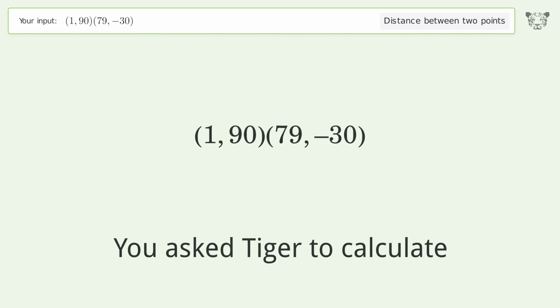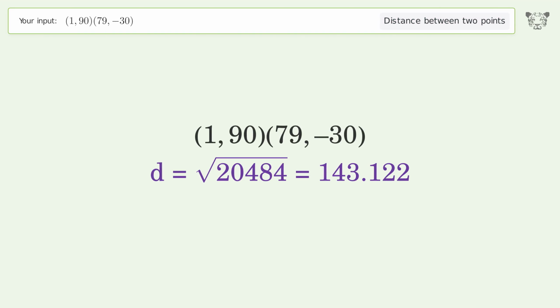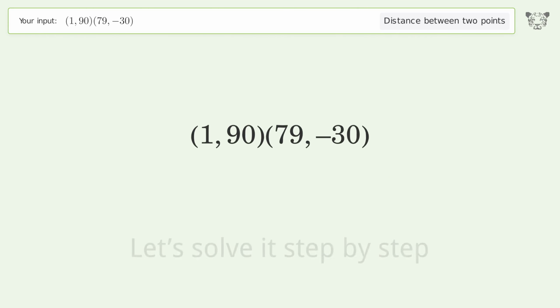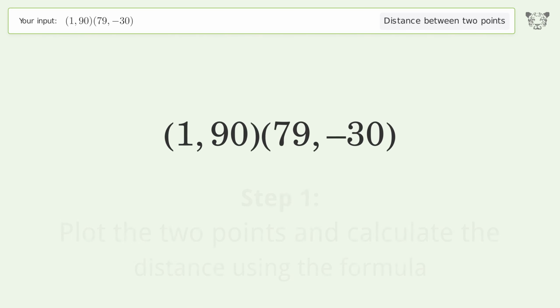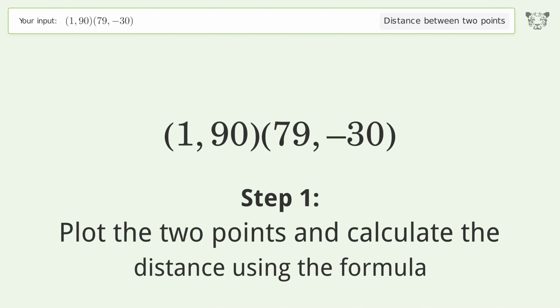You ask Tiger to calculate. This deals with the distance between 2 points. The distance between the 2 points is the square root of 20,484, or 143.122. Let's solve it step by step. Plot the 2 points and calculate the distance using the formula.